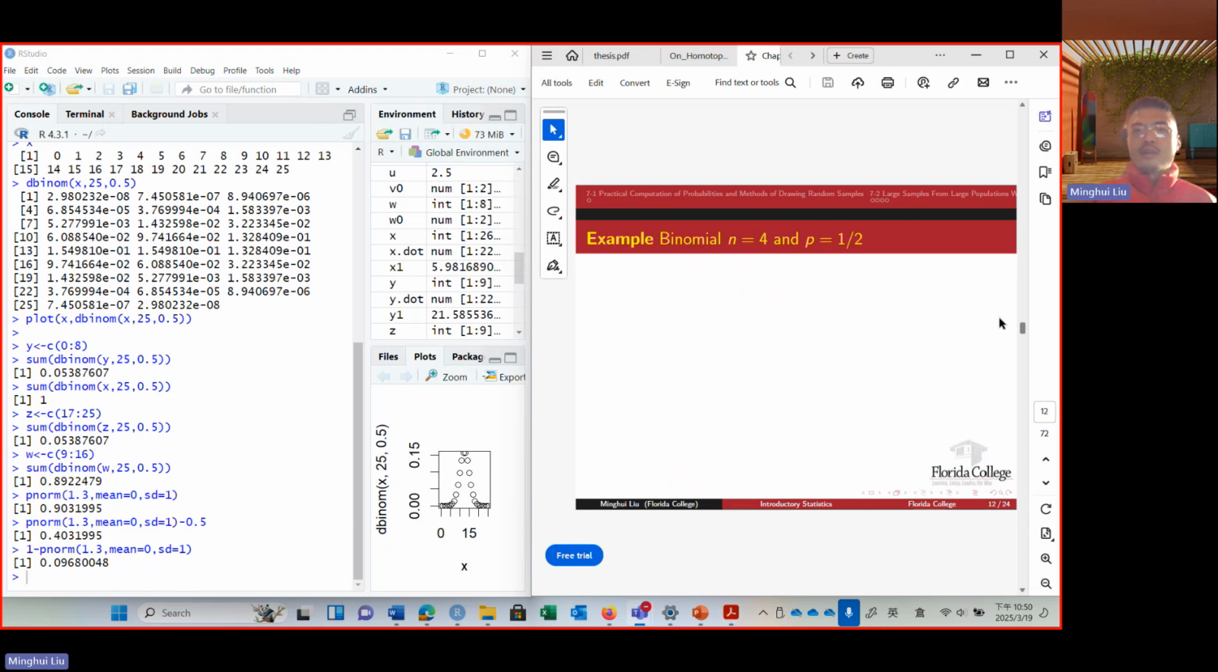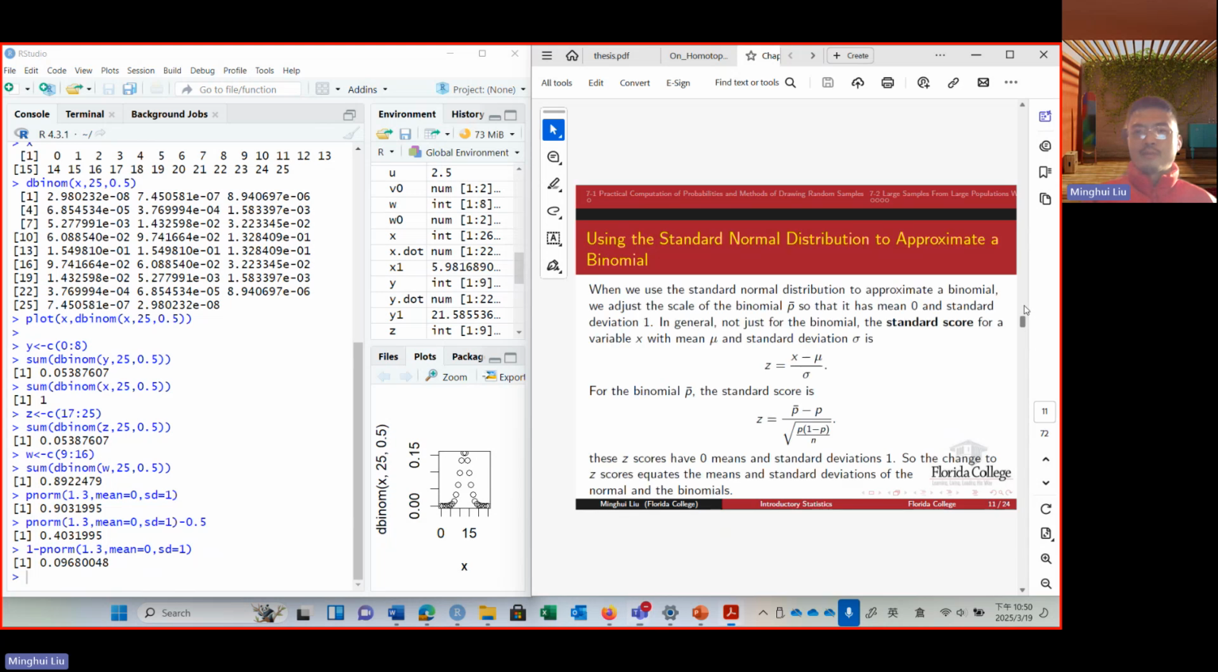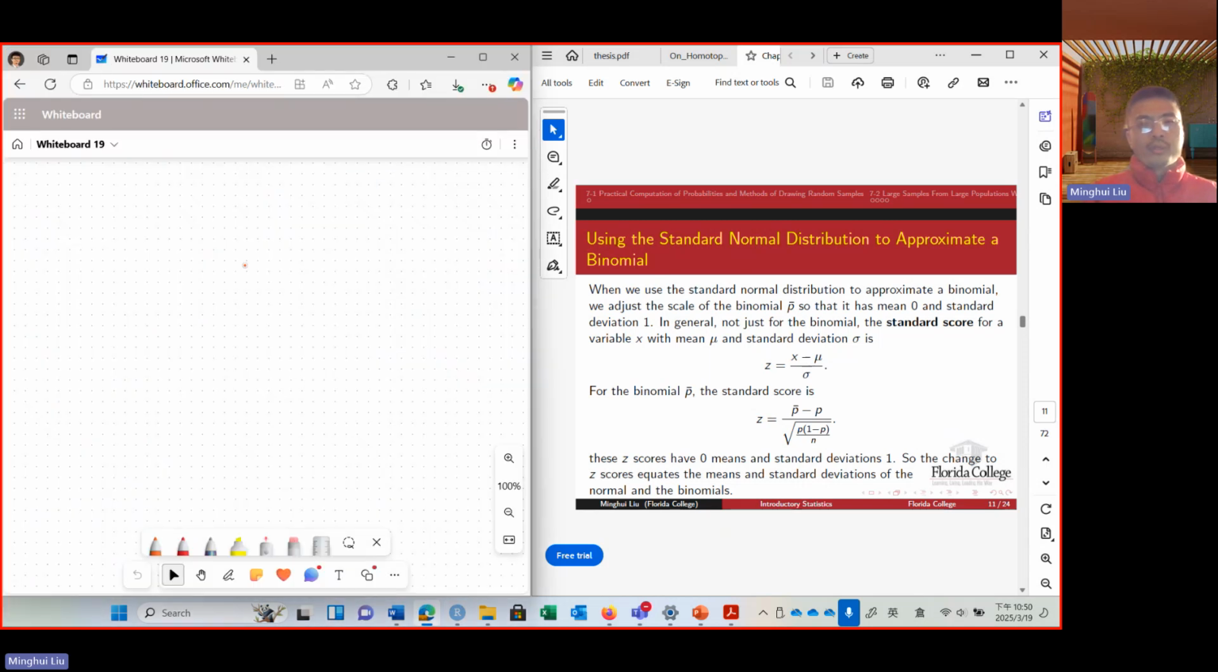Suppose you have n equals 4 and p equals 1/2. Let me just write this down on my whiteboard. And here is my dearly beloved whiteboard. So we're going to have z equals p bar minus p, and then divided by the square root of p times 1 minus p divided by n. So this is the z-score formula.